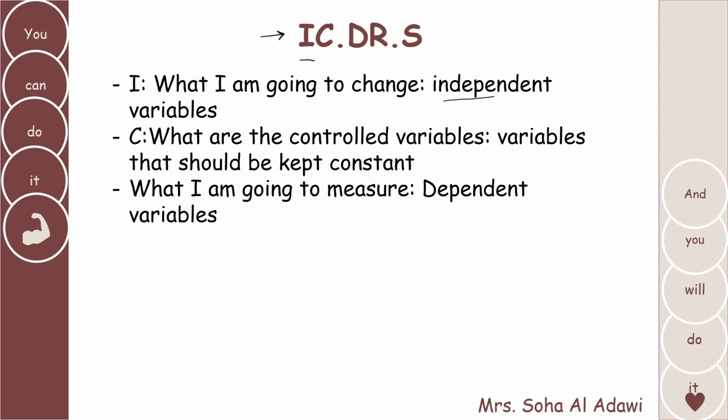Well, D stands for the dependent variable, or the variable that you're going to measure. Okay? And keep in mind that you must always mention the method. So don't say only the dependent variable is blah blah blah, the independent. No, you have to say the method.